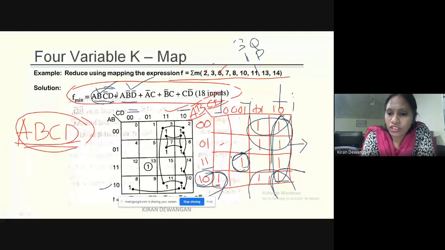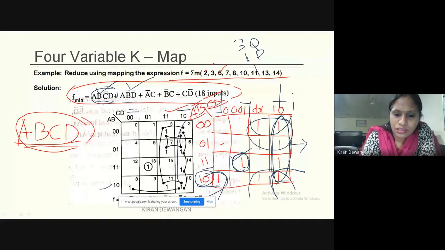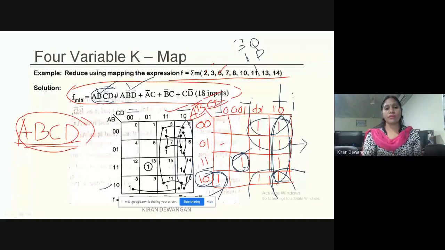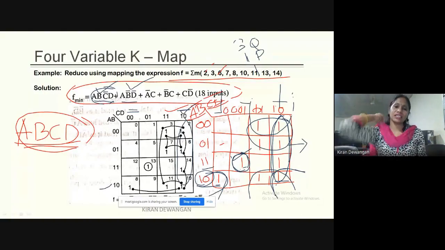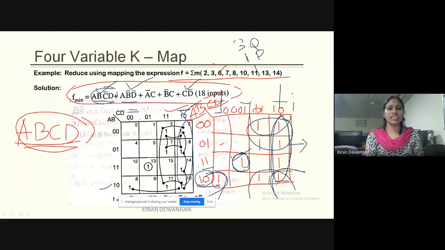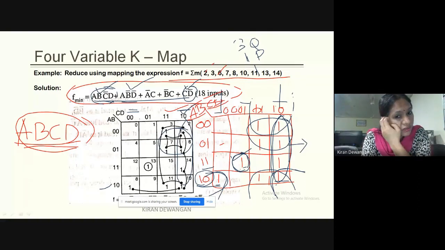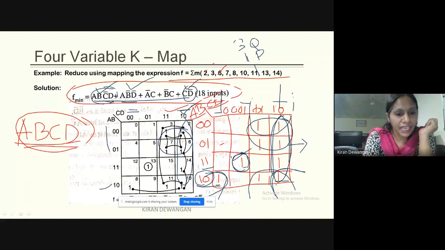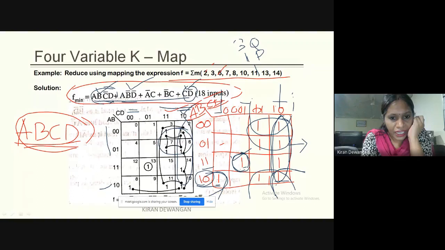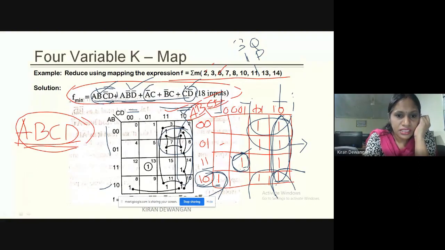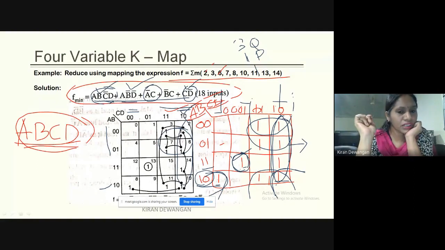Now let us write for this one. ये जो है, this one. What is it? What is common? Clearly we can see C D bar is common. So this is the last term. Clear? Now we have one quad here. What is common here? It's just A bar from here and it is C from here. So A bar C. This particular term.